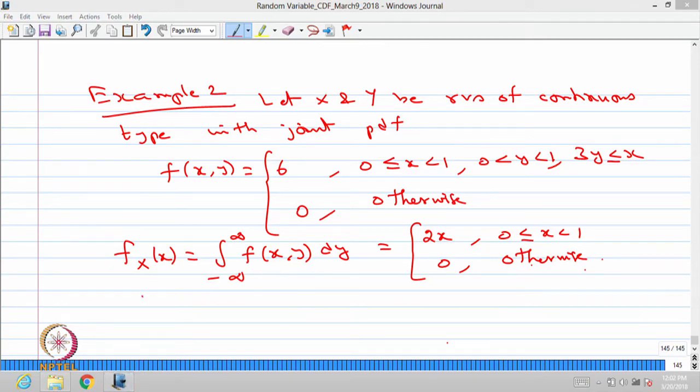Similarly, you can compute the probability density function of y by integrating the joint probability density function with respect to x.